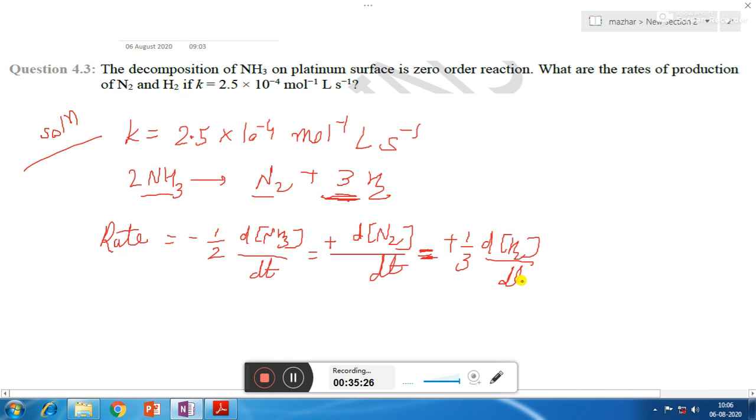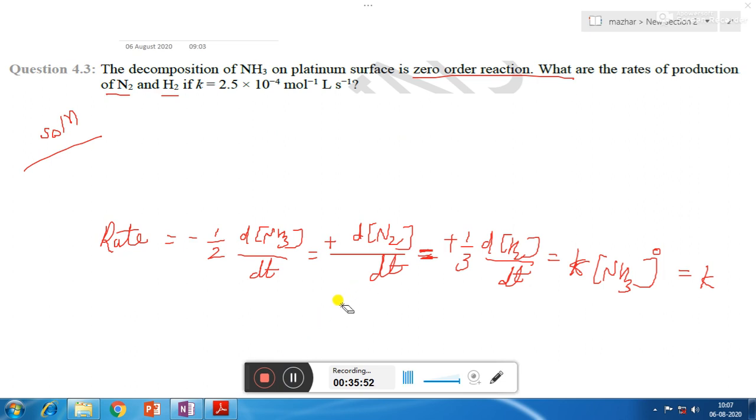by dt. Now rate in terms of rate constant can be written as equal to K into concentration of ammonia. Now it is a zero order reaction, so in the power we have to write 0. When we take ammonia raised to 0, that is 1, so we are just left with K. Now we have to find out two things: rate of production of N2 and rate of production of H2. In order to find the rate of production of N2, we compare dN2 by dt with K. So dN2 by dt equals K.